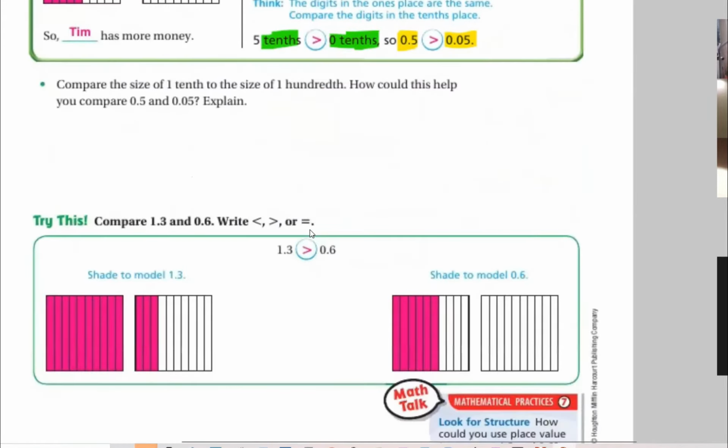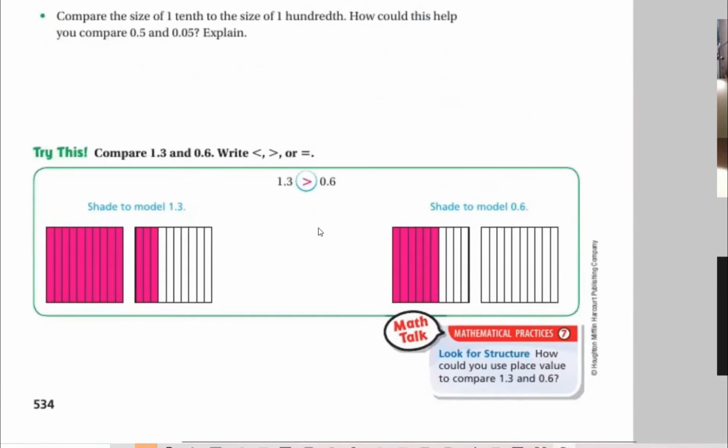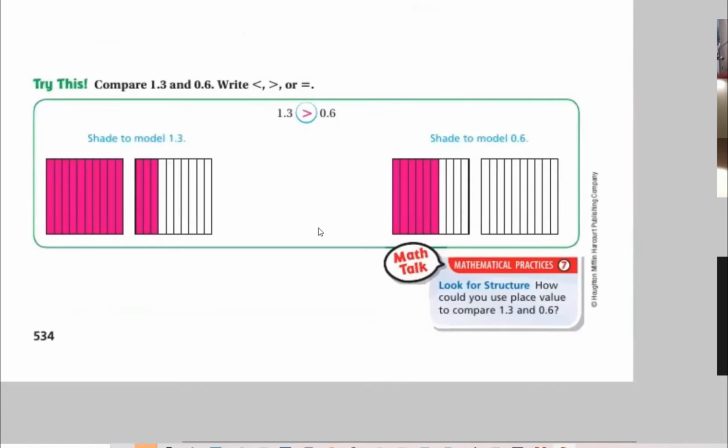Let's see the next example. I will tell you an easy way to compare decimals. We have here to compare 1.3 and 0.6. Let's rewrite it here: 1.3 and 0.6. Now you have to start with the whole number part, the ones place. The ones place here is 1, right?